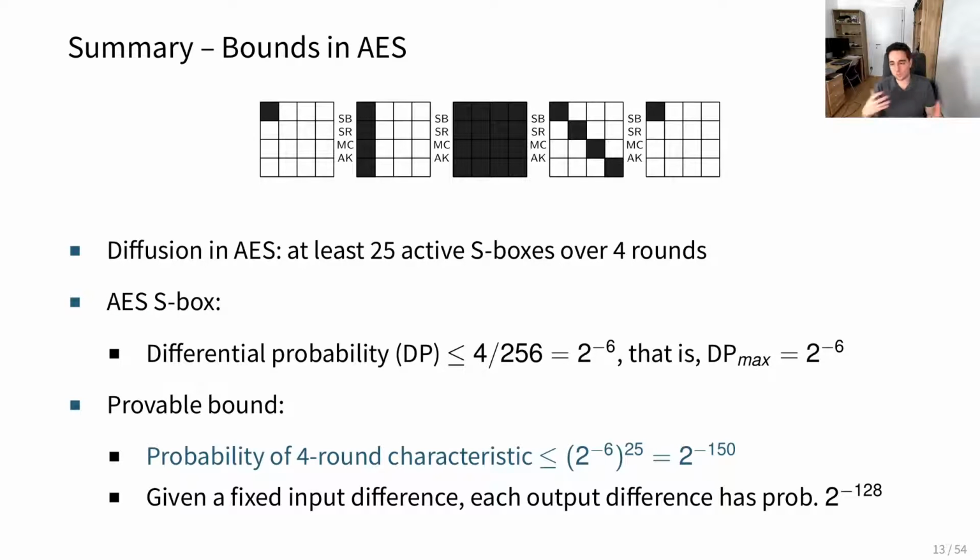So essentially what we achieve is the maximum of those two. Given an input difference to the AES, any input difference, after 4 rounds of the AES, we can say that each output difference has a probability of at most 2 to the power of minus 128. And that's exactly what we want to achieve by the AES. And that's why the AES actually provides security against differential attacks. So are there any questions to that?